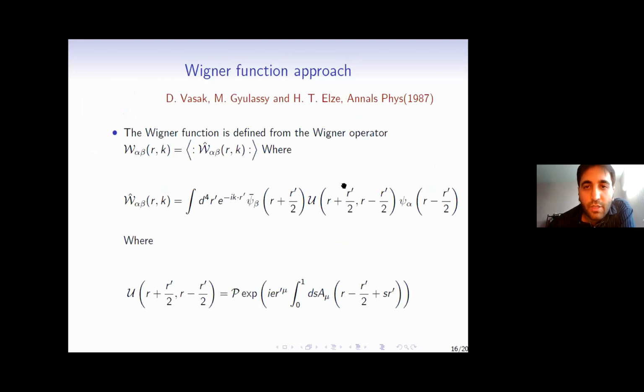A Wigner function is defined with the help of the Wigner operator. It's the ensemble average of the Wigner operator. And the Wigner operator for a fermionic system is defined with the help of the fermionic field located at two different points. And there is a Wilson line, this guy, to ensure the gauge invariance of this quantity. And finally, taking the Fourier transform with respect to the relative coordinate.